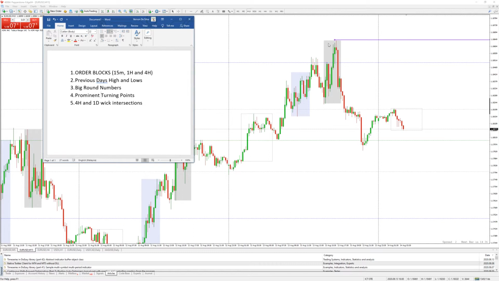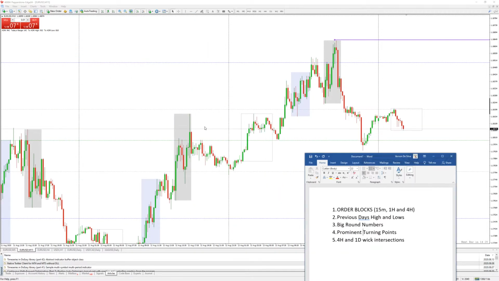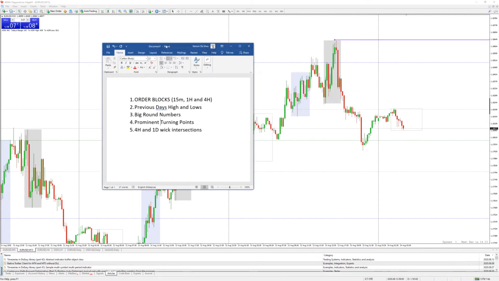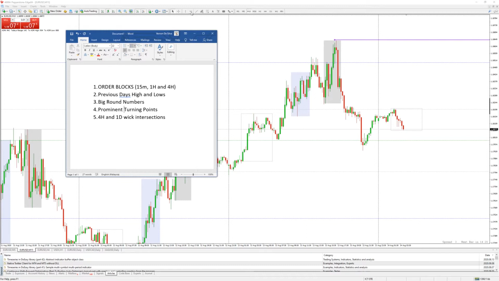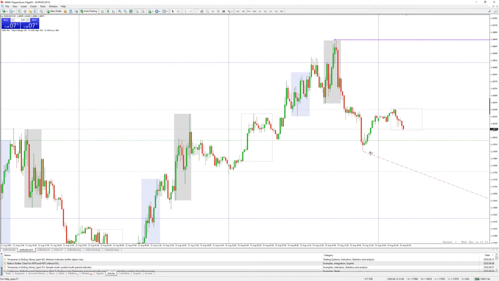prominent turning points. Here you have one, here you have one. Let's see where else. You had one here for the previous day, and you see that you actually got a reaction there. Prominent turning points are important, and I like to mark them. It may be too close to price action now, or it may not have reacted during this hour, but it may come later on.